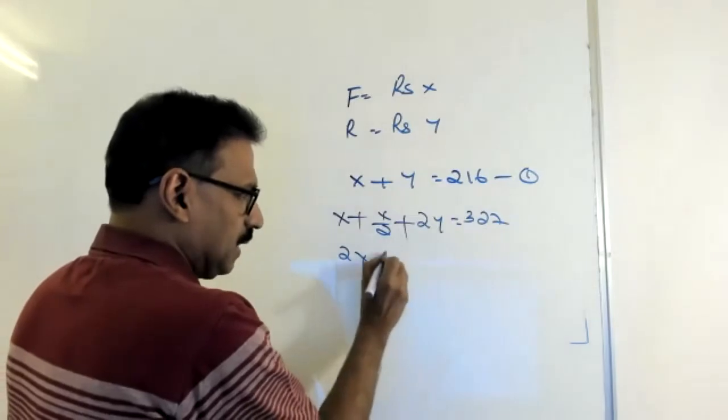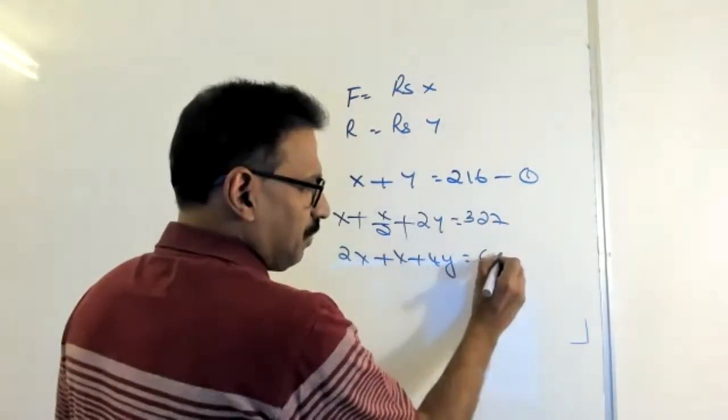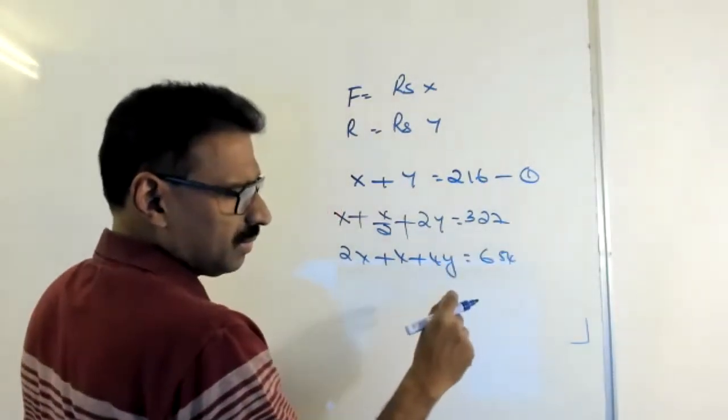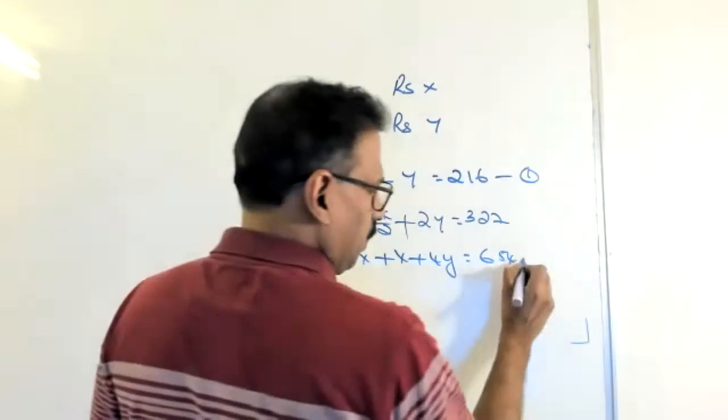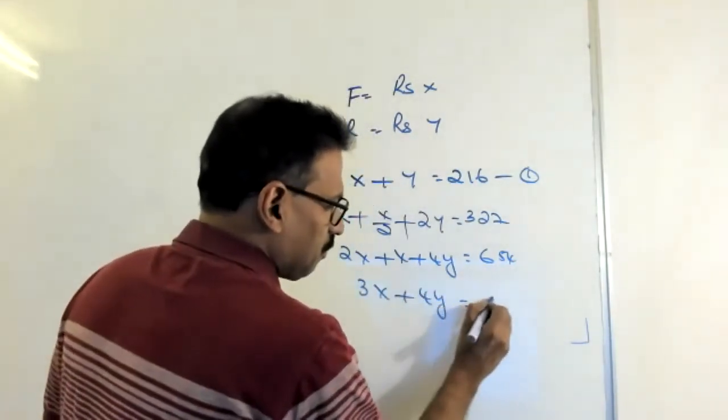2x plus x plus 4y. How much? 654. I don't know. Check. Correct or no? Okay. 654 number 2, that means 3x plus 4y equal to 654.